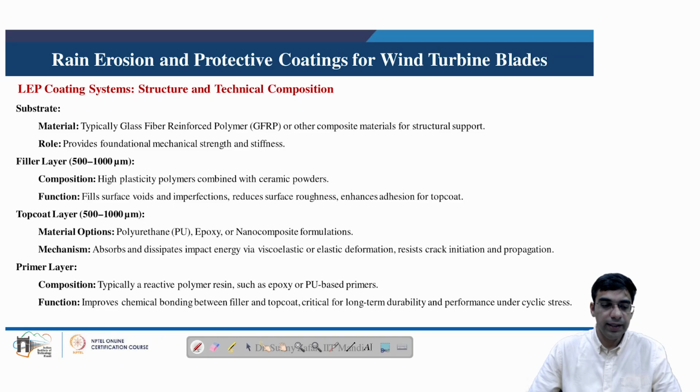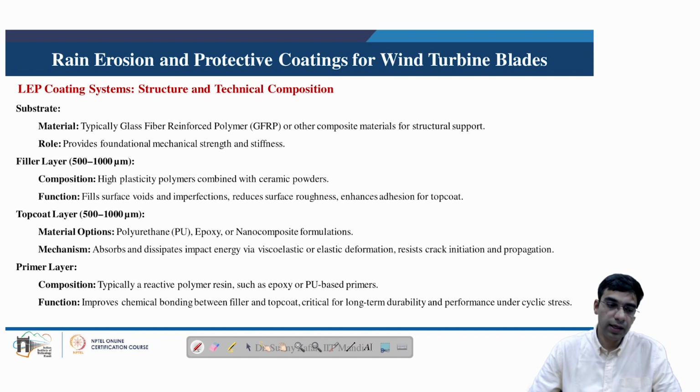Next are the life-enhancing coating systems for the structure and technical composition. In this regard, the substrate is glass fiber reinforced polymer, as these are widely used in wind turbine blades for structural support. They provide the foundation of mechanical strength and stiffness.